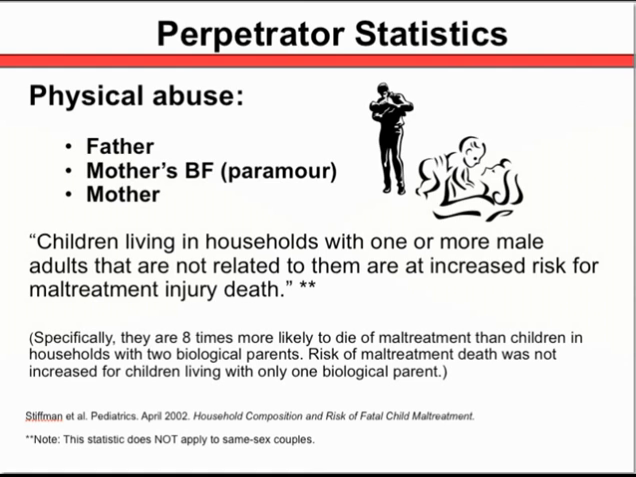The most common perpetrators of child physical abuse are the father, the mother's boyfriend, and the mother. A study in 2002 indicated that children living in households with one or more male adults that are not related to them are at increased risk for maltreatment, injury, death. Specifically, they're 8 times more likely to die of maltreatment than children in households with 2 biological parents. Risk of maltreatment death was not increased for children living with only 1 biological parent. So this tells us that having unrelated males in the home is a risk factor and is therefore important for us to recognize. Another important thing to understand is that mothers are perpetrators of this form of abuse and should not be assumed to not be suspects when investigators are approaching these cases.